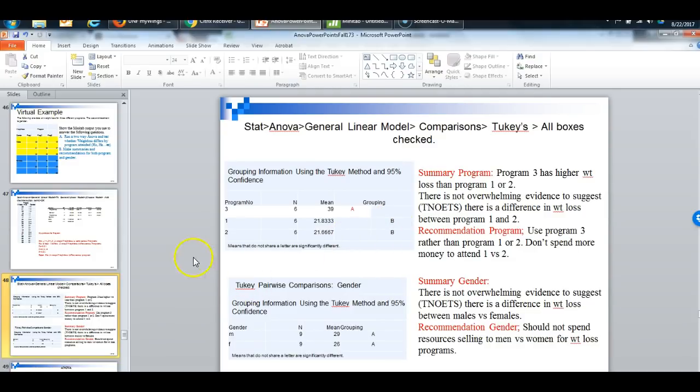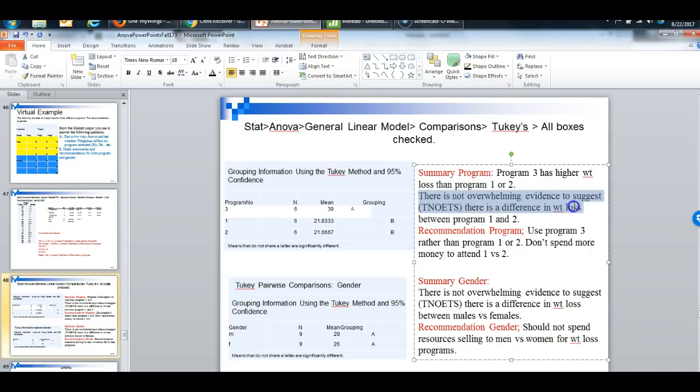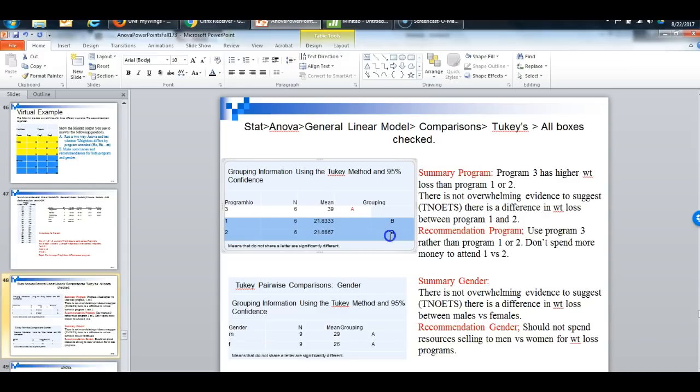All right, summary. Which is the best program? Program 3 has higher weight loss than program 1 or 2. There's not enough evidence to suggest that there's a difference in weight loss between programs 1 and 2. Recommendation, use program 3 rather than 1 or 2. It's higher weight loss for the population as a whole. And then the other recommendation is don't spend more money to attend program 1 versus 2.